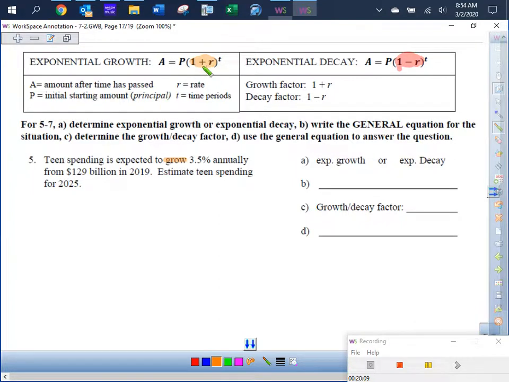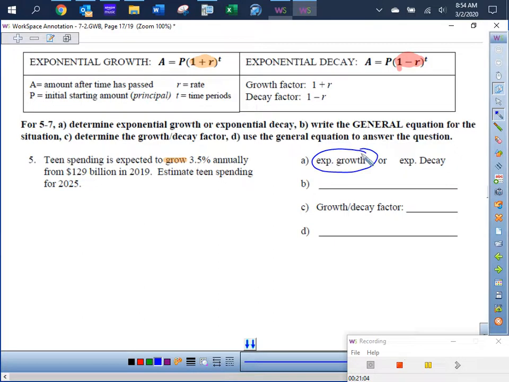Thank you. The base is bigger than 1. And what would happen if you had the rate and took 1 minus it? Would that base always be between 0 and 1? Right? So that's an exponential decay situation. So this guy is exponential growth.